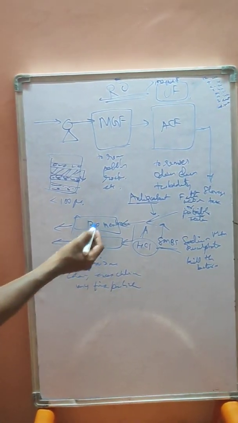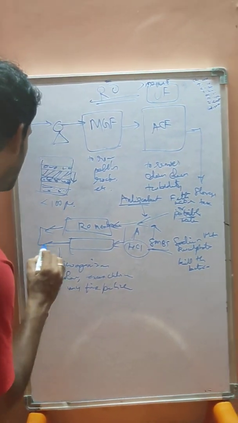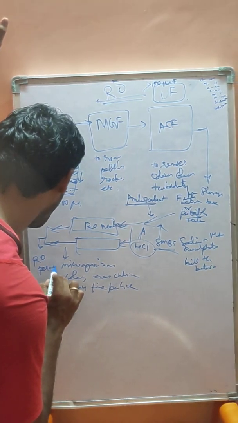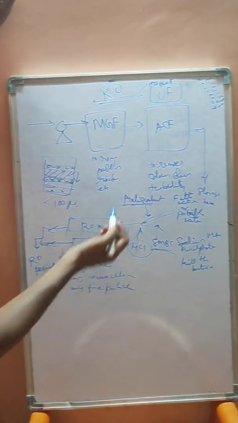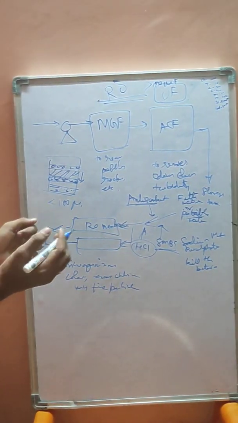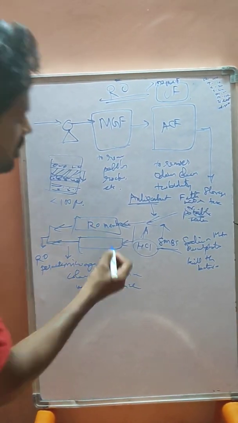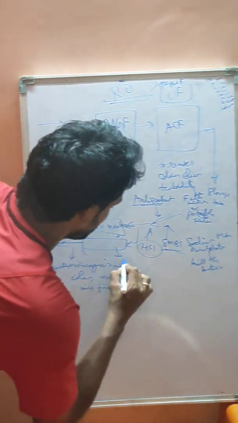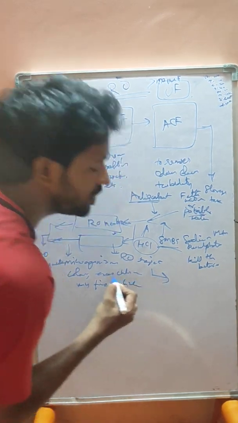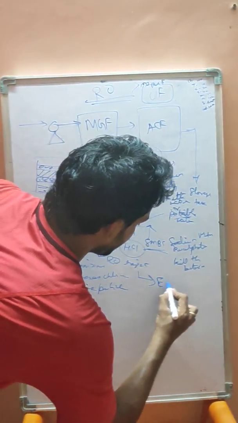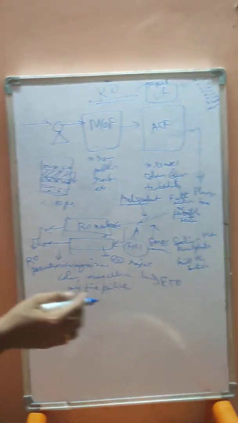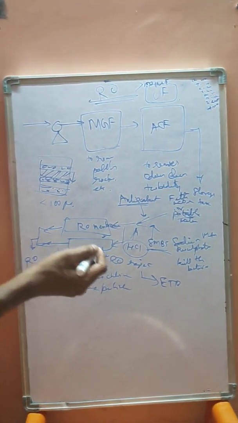So after passing through the membrane, we call this RO permeate. The highly concentrated water, with the highly concentrated particles coming out of the RO membrane, is called RO reject, which will be sent to ETP. That will be treated there. I already explained about the effluent treatment plant.